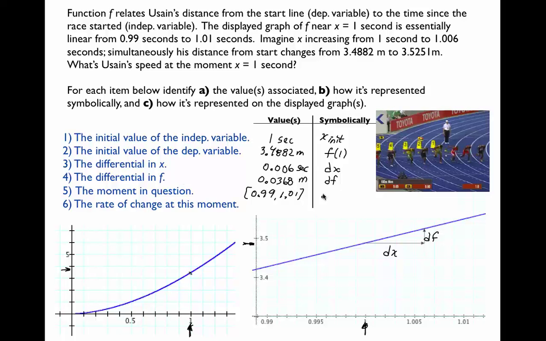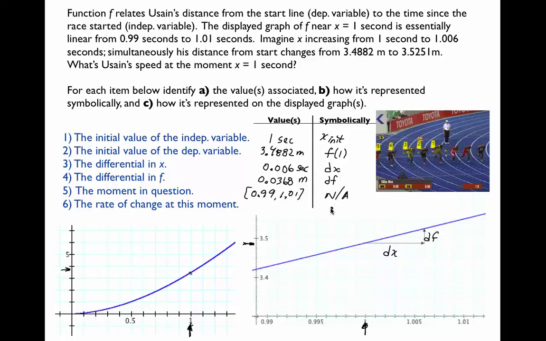We don't really have anything symbolic for the moment. Is Morgan here? Do you agree? There's not really any symbolic way we have of expressing a moment, right? Just the interval. Yeah, just the interval. Okay. All right, and so then what about the rate of change at this moment? What's the value of the rate of change?